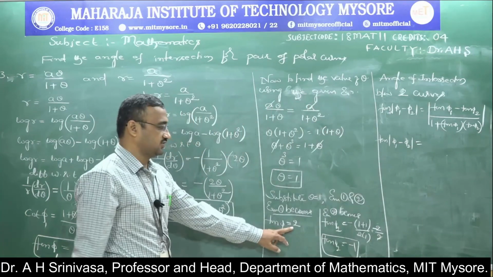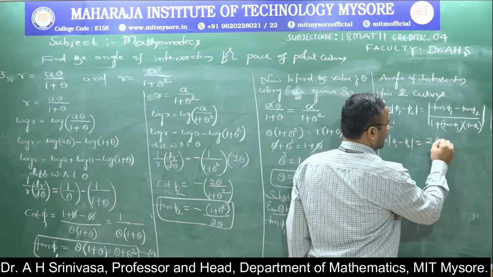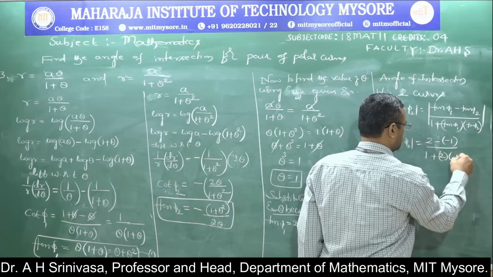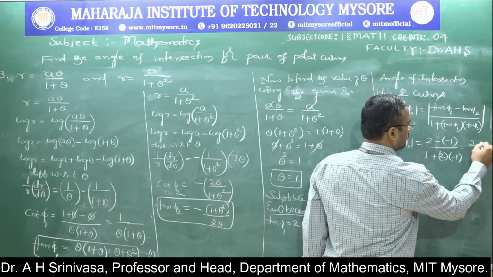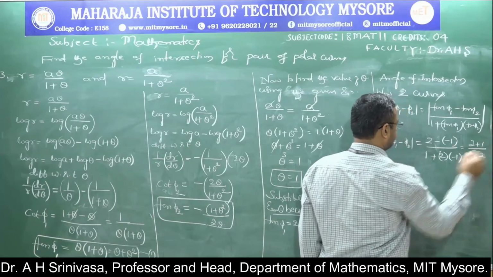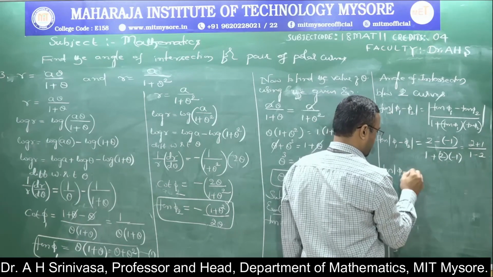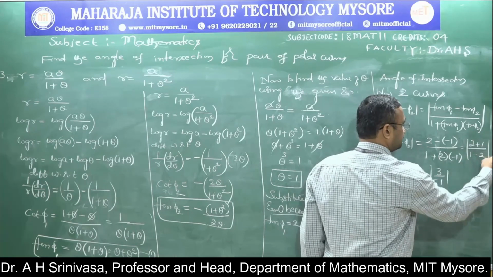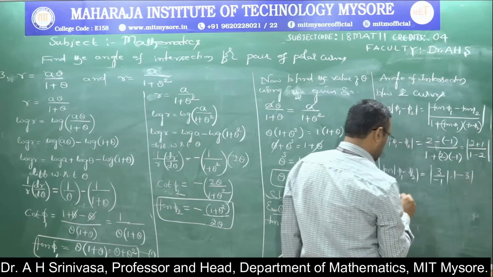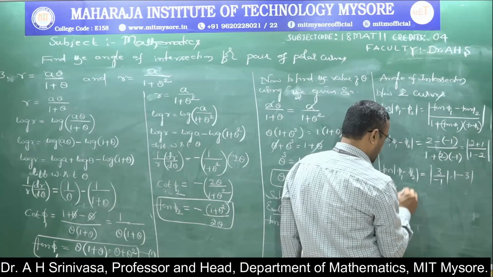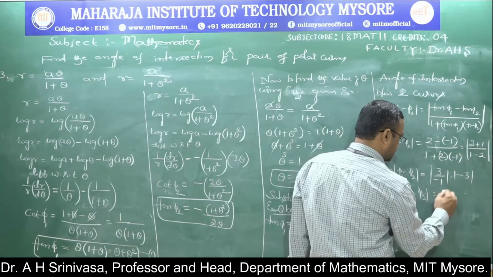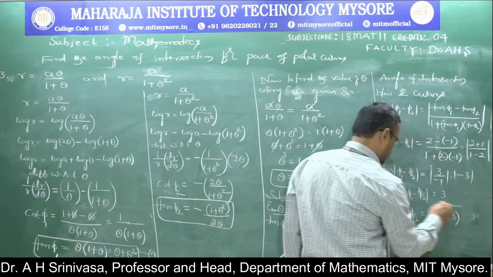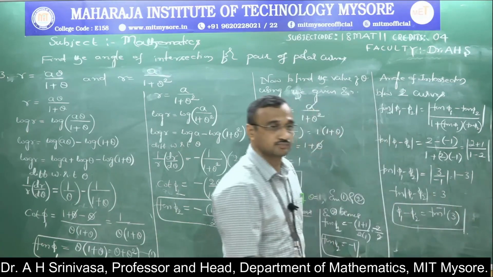What is the value of tan phi 1 now? It is 2. Minus of minus 1 divided by 1 plus 2 into minus 1. This is 2 plus 1 divided by 1 minus 2. They become 3 by minus 1. It is an absolute value. So this is minus 3. Generally, the absolute value of minus 3 is plus 3. So the angle is tan inverse of 3. It's clear.